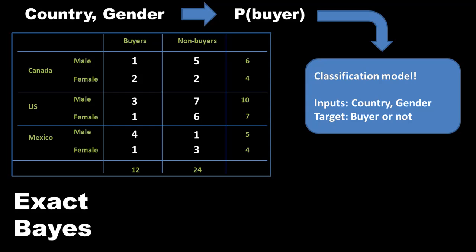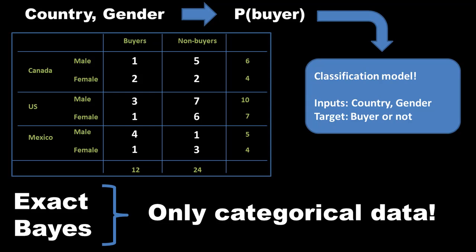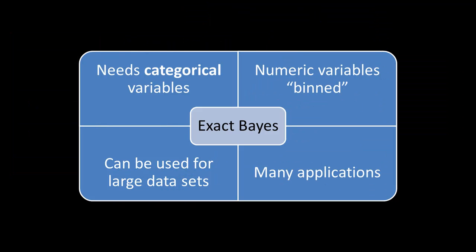If it's possible for us to use this approach, great. We can use it. That's the end of it. We don't have to go further into any data mining approaches. This approach is called the exact Bayes approach, and it's a little bit optimistic to think that this will actually apply. And of course, this applies only to categorical data. All the values we have here are categorical, right? Country and gender, both categorical, and of course, the outcome is also categorical. For any classification, the outcome has to be categorical. But for this particular model, your predictors also have to be categorical. So exact Bayes requires categorical variables.